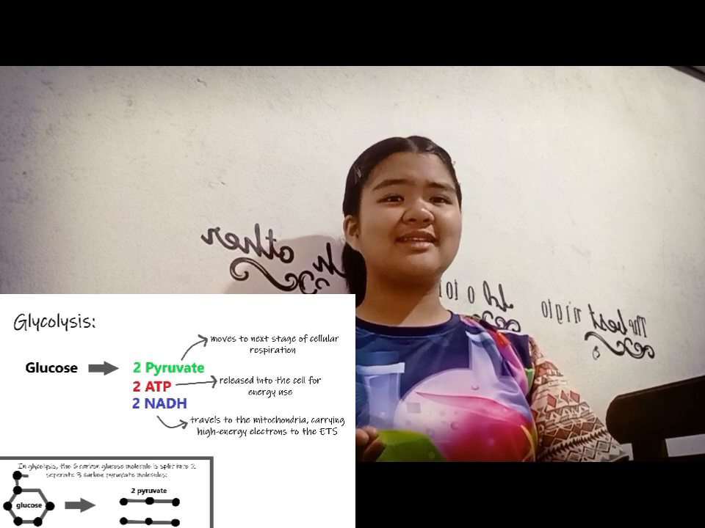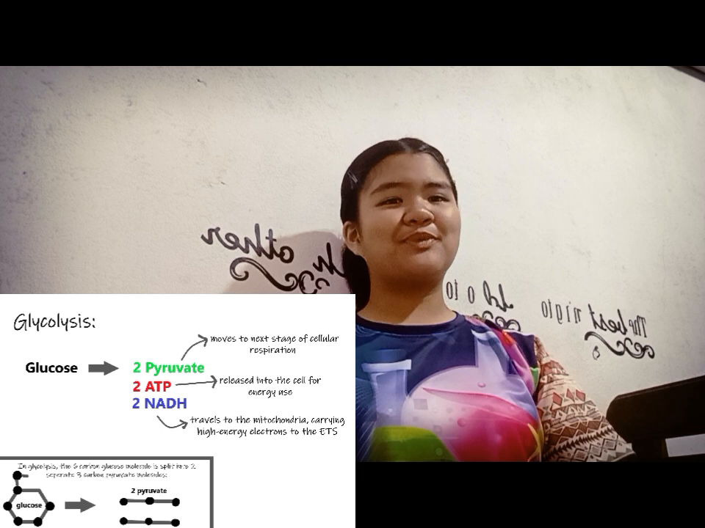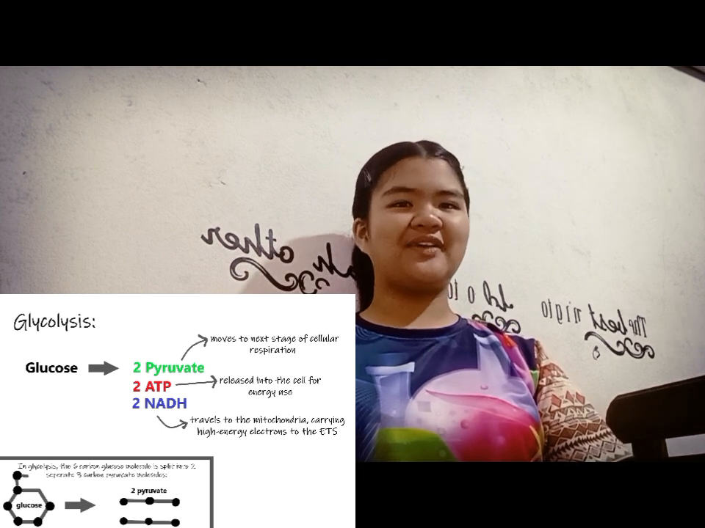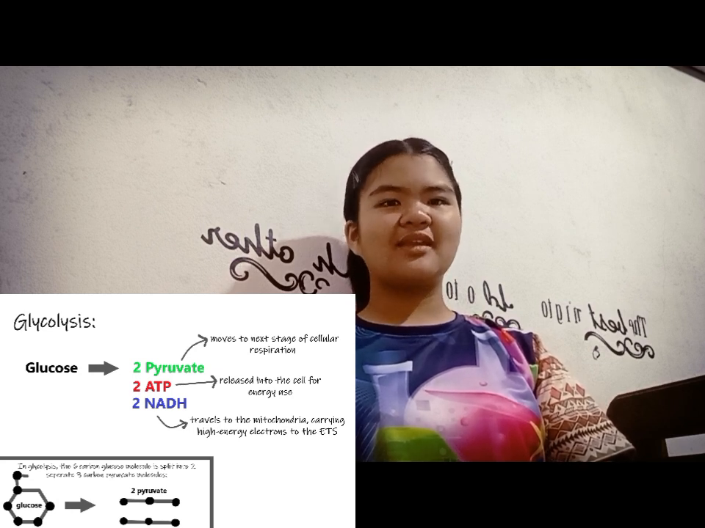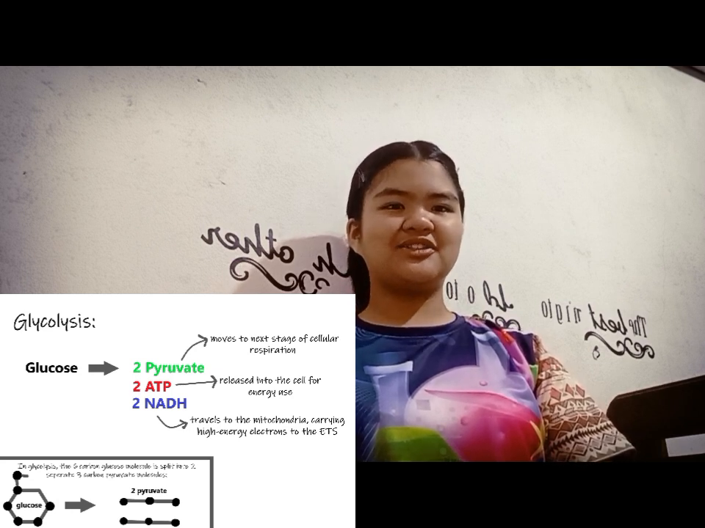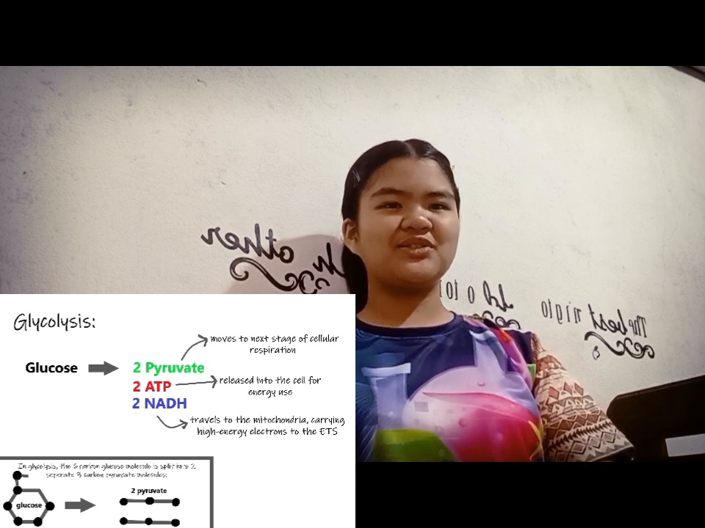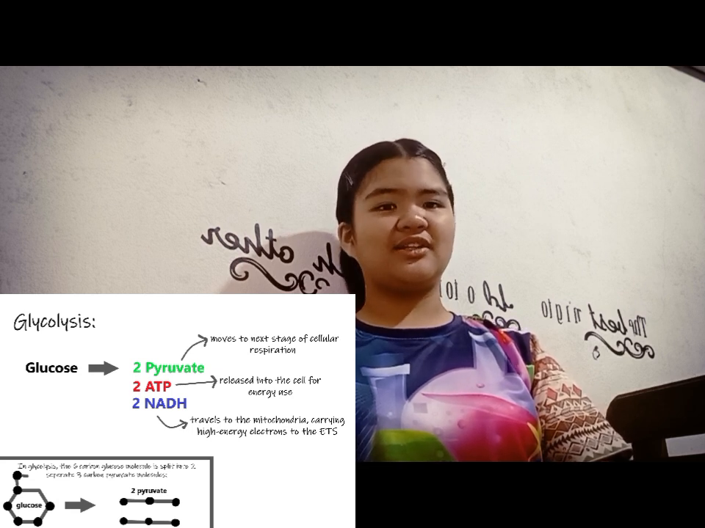This process takes place in the cytoplasm of the cell and involves the breakdown of a 6-carbon glucose molecule into 2 pyruvate molecules, a 3-carbon molecule. Carbon dioxide and energy in the form of 2 ATP molecules are also released during this process. Glycolysis does not require oxygen to occur.